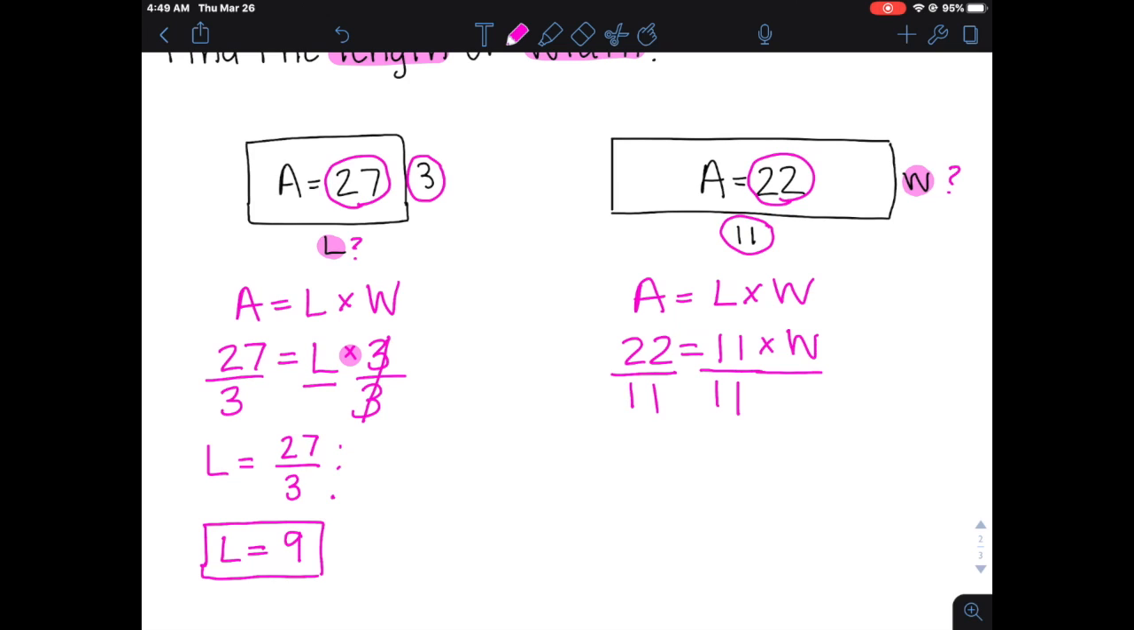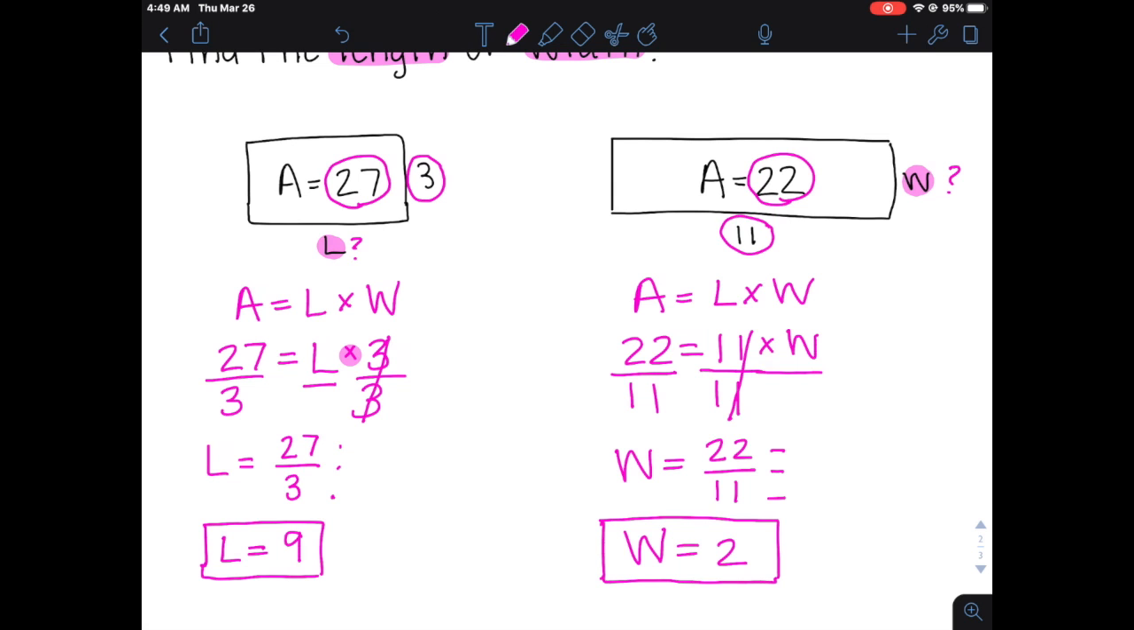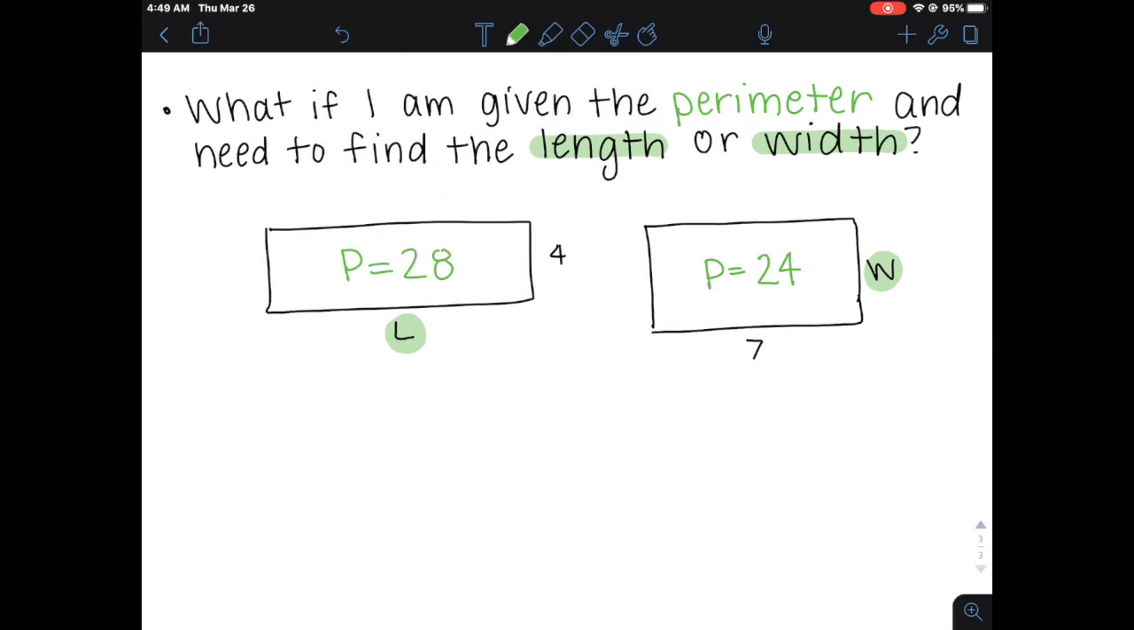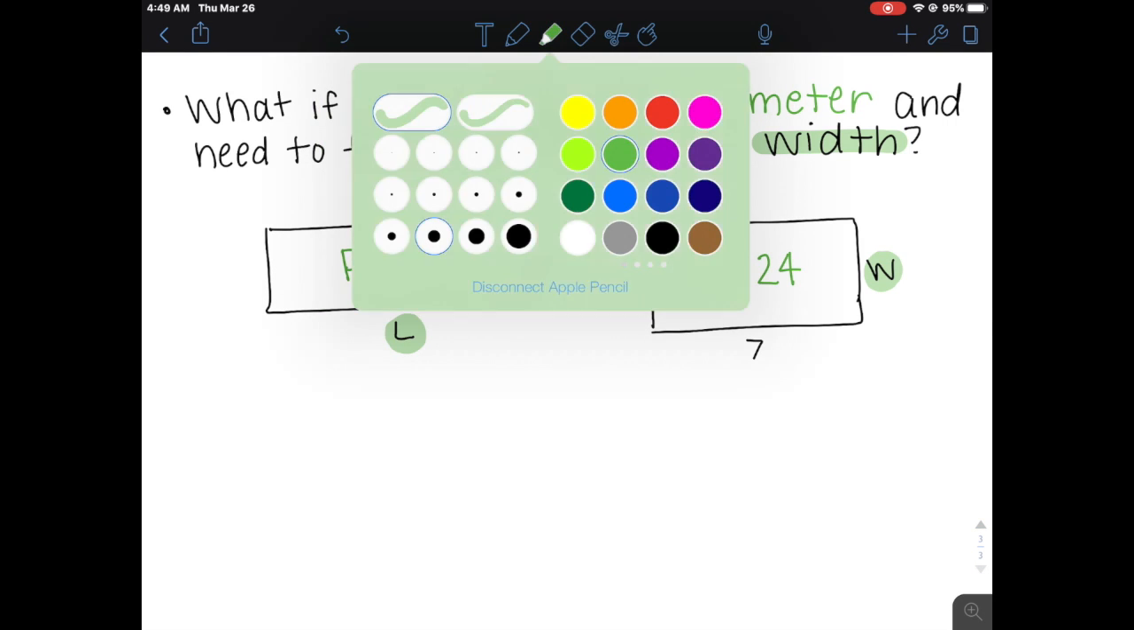If I do that to one side of the equal sign, I gotta do it to the other. We know that 11 over 11 is the same thing as 1 whole. That leaves us with just W over here, so I'm gonna flip it around so W, my variable, is on the left, and I'm gonna put the other side on the right. We just have to simplify this division problem. We have 22 divided by 11. 22 divided by 11 is 2. So for this rectangle, which has an area of 22 units squared and a length of 11 units, its width is 2 units.